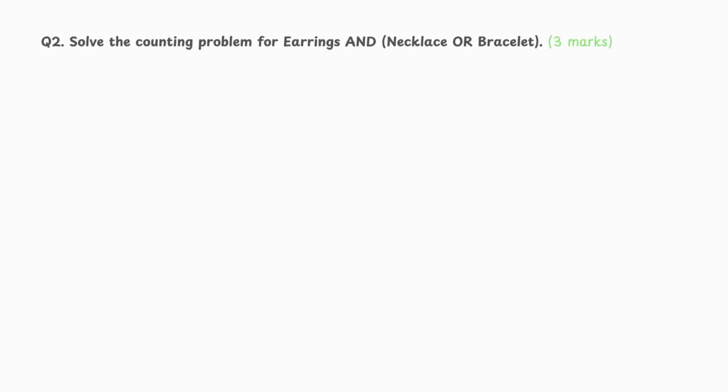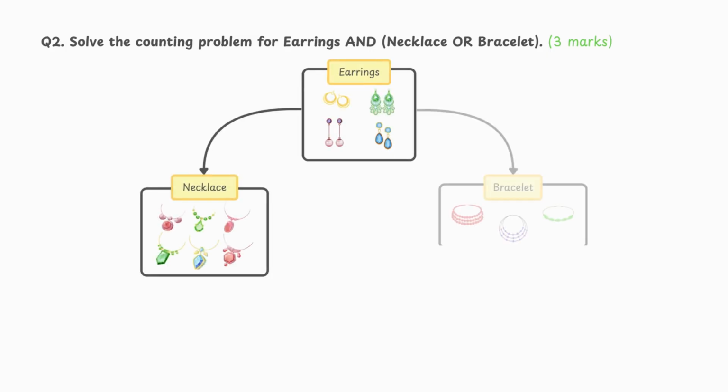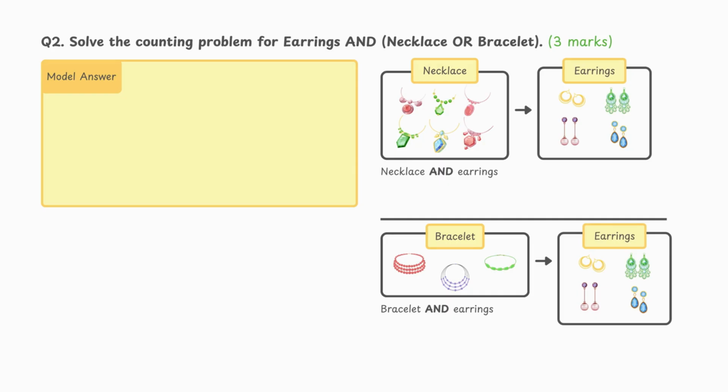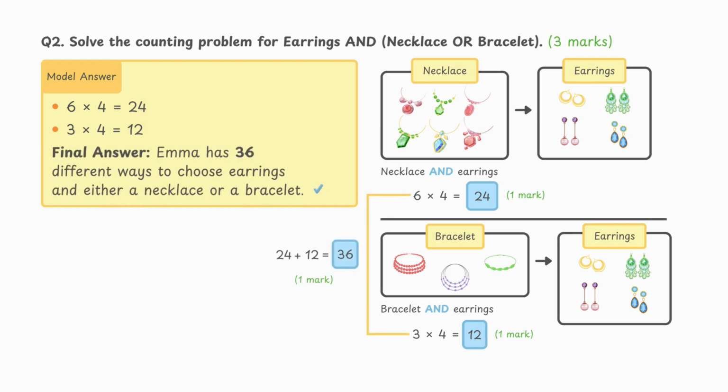Let's try another example. You can pause the video and try yourself. Now, Emma wants earrings along with either a necklace or a bracelet. We're going to solve the counting problem for earrings and necklace or bracelet. We split this into 2 cases and deal with them one at a time. "And" means multiply, so we multiply first for each case. Then "or" means add, so we add the 2 results, and that gives 36 possible choices. So Emma has 36 different ways to choose earrings and either a necklace or a bracelet.